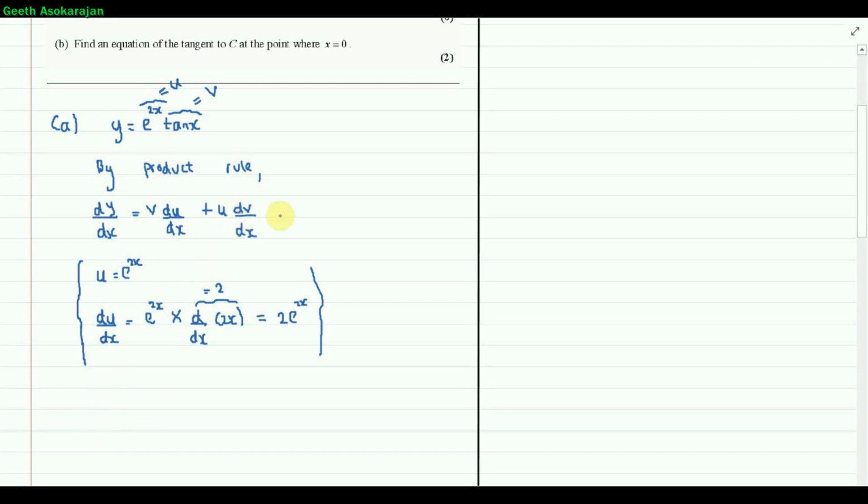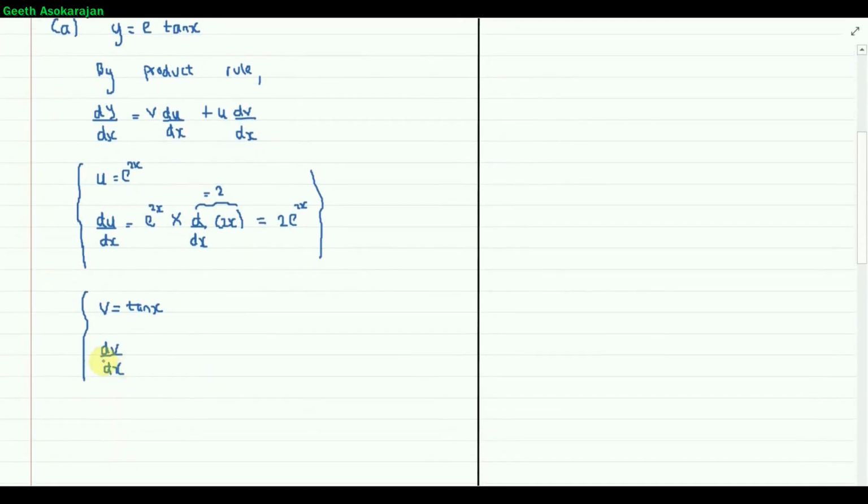Now we also need dv over dx. v is tan x, so I'm going to do another side calculation. So v is tan x, so that would make dv over dx. Let me scroll down a little. When I differentiate tan, we get sec squared. So dv over dx should be sec squared x.